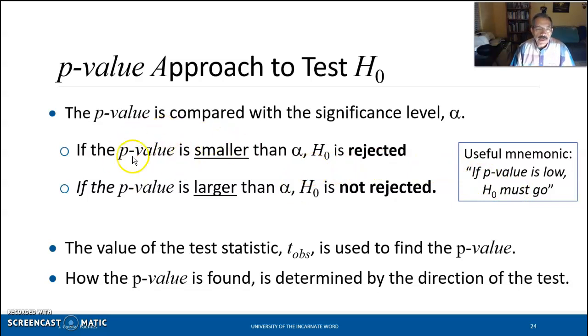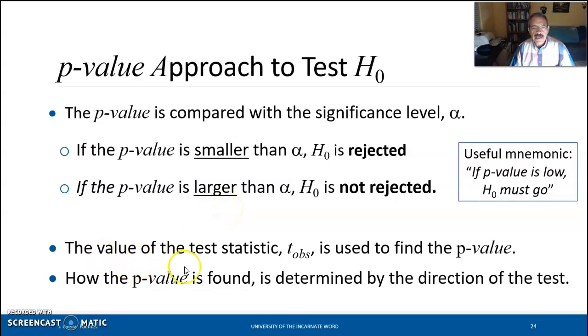And I'm showing you the p-value because this is the modern way to test hypotheses. Every paper that you read is quoting p-values. So you need to understand the p-value methodology because this is what you're going to find in practice.